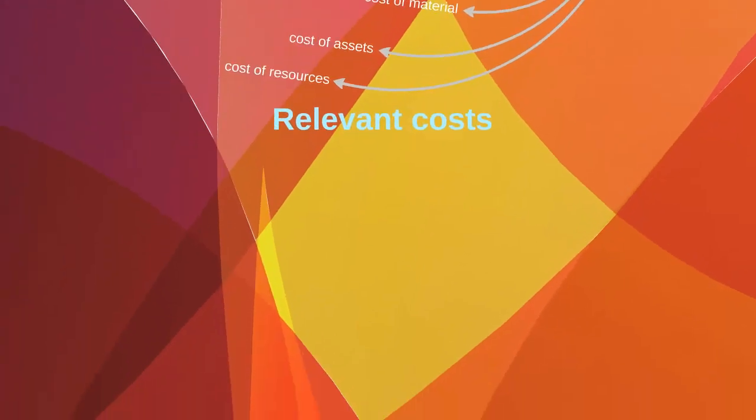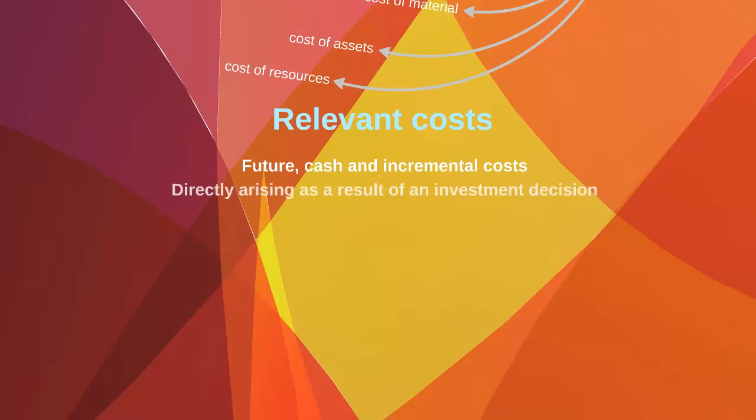So, what are relevant costs? Let's look at the different types of relevant costs now. In short, relevant costs are future cash and incremental costs relevant to the project. As you can see here, summarized, directly arising as a result of an investment decision. So only the costs that will be directly incurred as a result of going ahead with this investment decision.